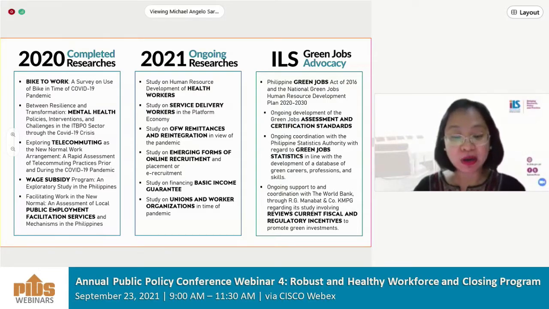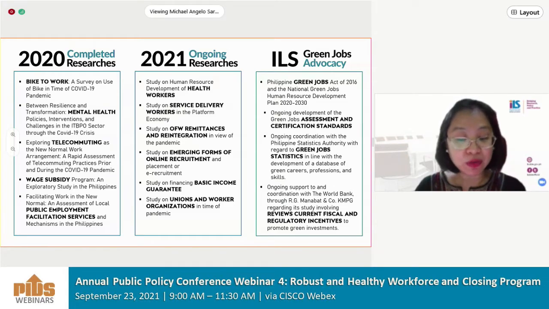This year, the Institute is bound to conduct several researches anchored on the ongoing pandemic, such as studies involving human resource development for health workers, service delivery workers, OFW remittances and integration, emerging forms of recruitment and placement, our continuing advocacy on basic income guarantee, and workers' unions and organizations in time of the pandemic, all of which will be completed by the end of the year and will subsequently be presented in the first quarter of next year.